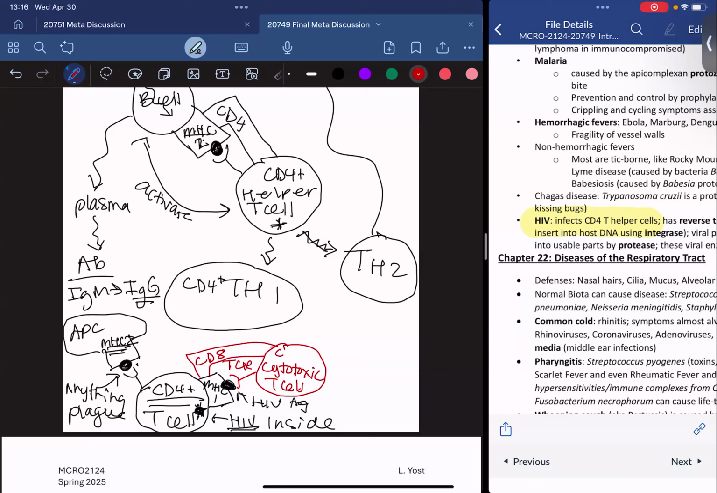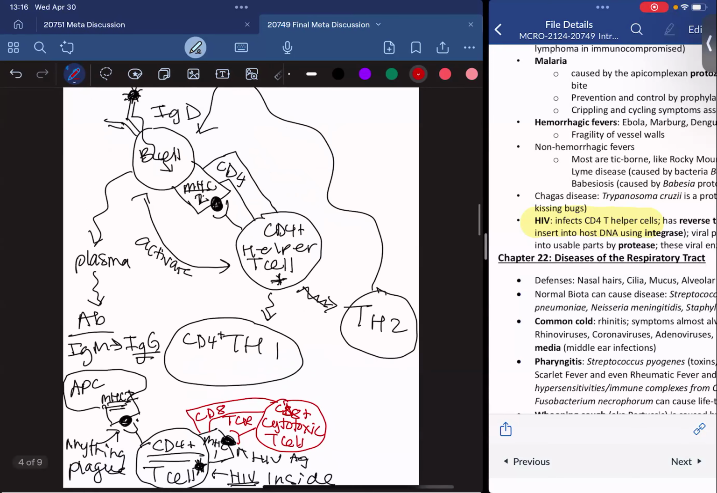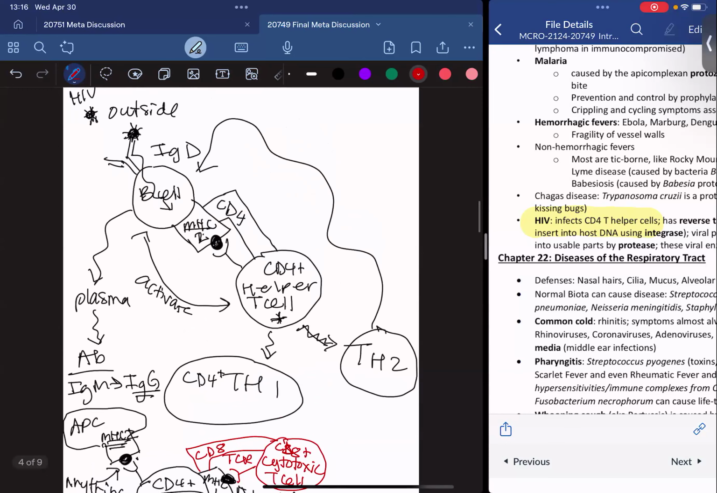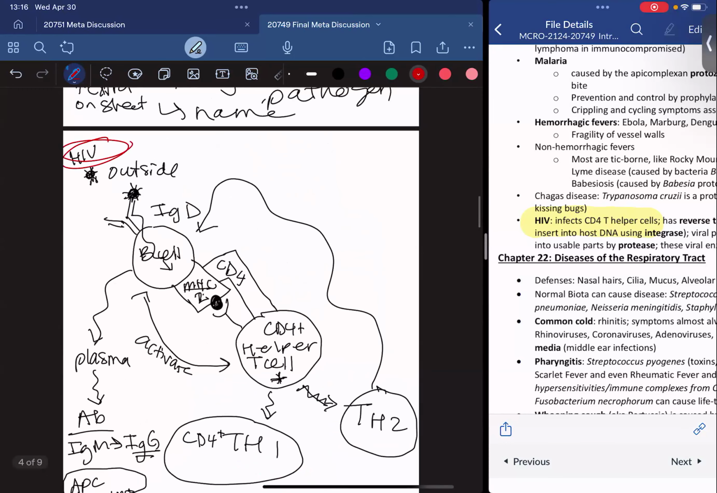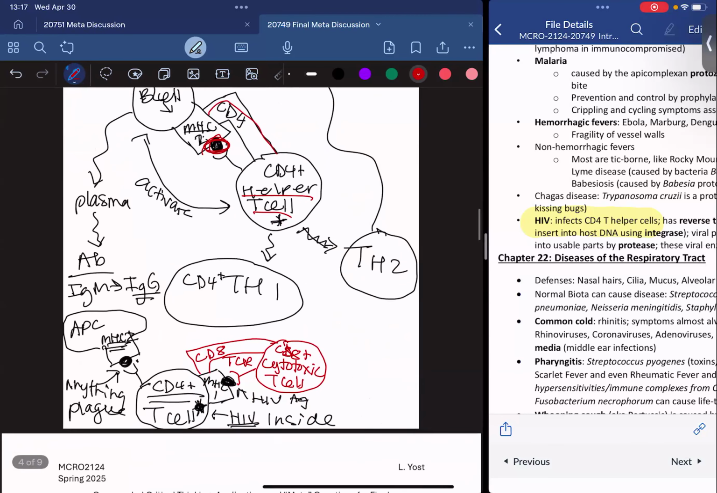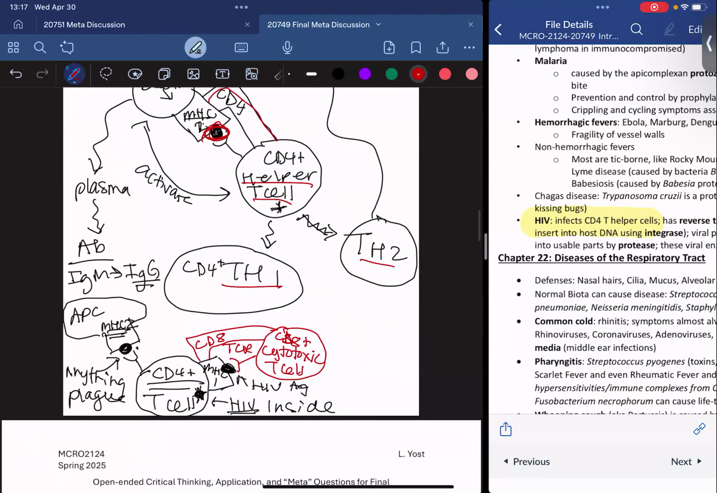This is a CD8 positive cytotoxic T cell. And then our T helper cell that we made just right above it to HIV. We had it present on MHC2 of our B cell. CD4 of our T helper cell got activated. We made a Th2 and a Th1 response.